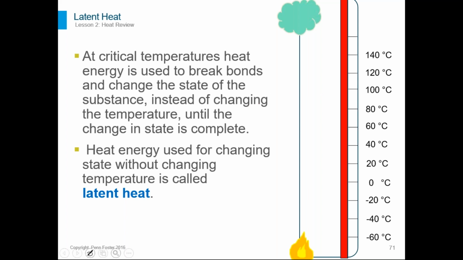So what's happening is the heat energy is being used to change the state, to break that solid ice into water or to make that liquid water evaporate into a gas. The energy is used for that instead of for increasing the temperature. So the heat energy that's used for changing the state without changing the temperature is called latent heat.